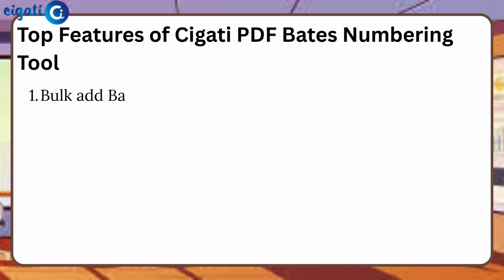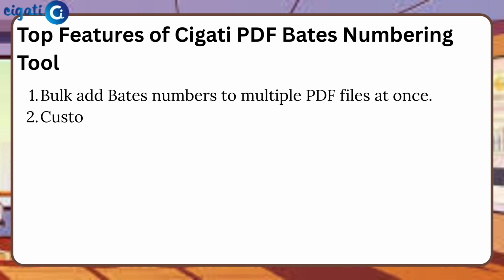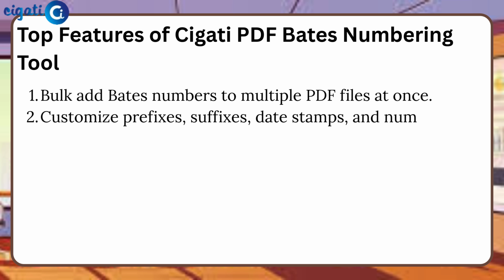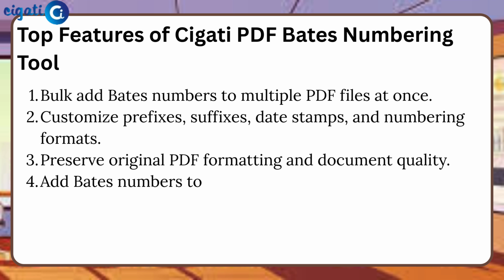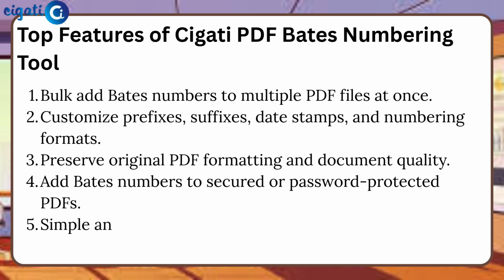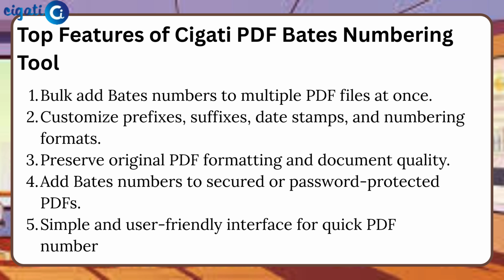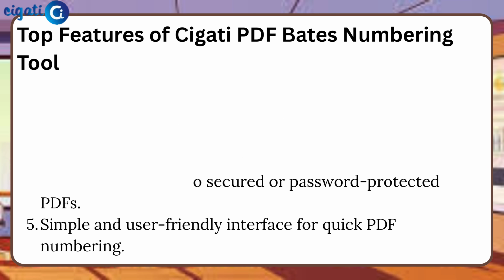Top features of Cigati PDF Bates numbering tool. 1. Bulk add Bates numbers to multiple PDF files at once. 2. Customize prefixes, suffixes, date stamps, and numbering formats. 3. Preserve original PDF formatting and document quality. 4. Add Bates numbers to secured or password-protected PDFs. 5. Simple and user-friendly interface for quick PDF numbering.